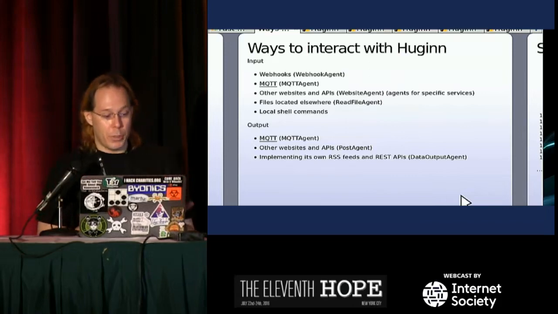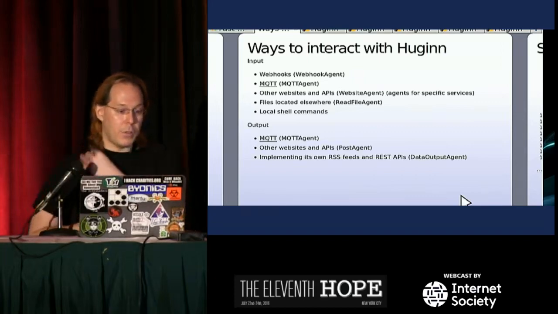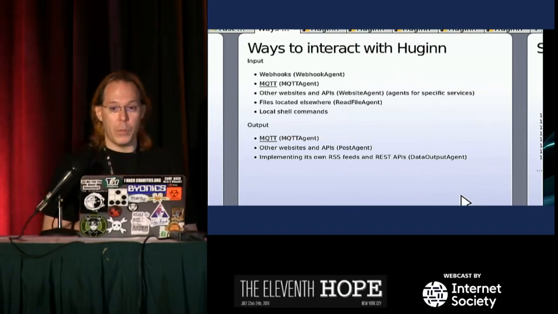The output agents are pretty straightforward. There's the MQTT agent, of course. There are a couple of agent classes which interact with other websites and APIs. There's also a post agent, which lets you make arbitrary HTTP requests of arbitrary sites. So get, put, delete, head, stuff like that. And there is a data output agent, which sets up a custom RSS feed or a custom REST API, which emits JSON.